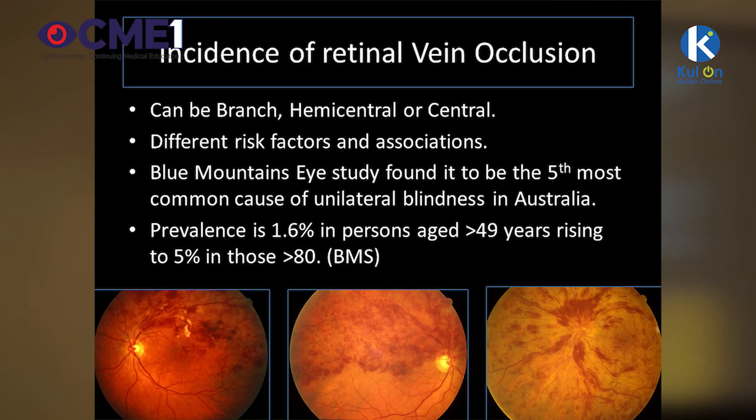You will see hemorrhages along the distribution of the retinal vein. And classically, it's described as being nerve fibre layer hemorrhages because it's very superficial in the retina. In the slide, I've illustrated three types of the vein occlusion: branch retinal vein occlusion, hemiretinal vein occlusion, and central retinal vein occlusion.